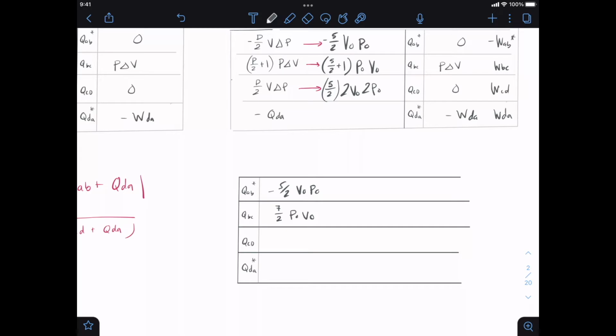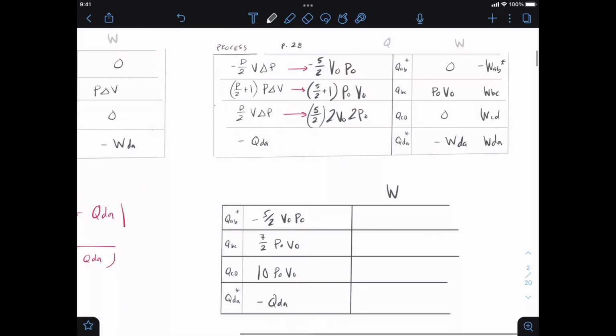And then QCD is going to be 4, right? Or 2 times 5 over 2, times 2 again. So 4 times 5 over 2, 20 over 2. So that's correct, so 10 P naught V naught, right? You can work that one out for yourself. And then we have negative QDA for that one, 0 P naught V naught, 0 negative WDA.